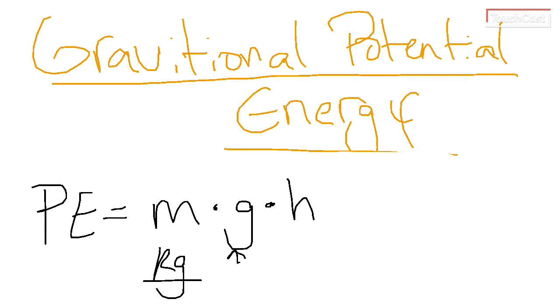Gravity, this one's an easy one because it is always 9.81 every time. I'll always give that to you on a test or a quiz, but we'll use it so much here that eventually you'll just have it memorized and you won't be thinking twice about it. And height is always in meters.